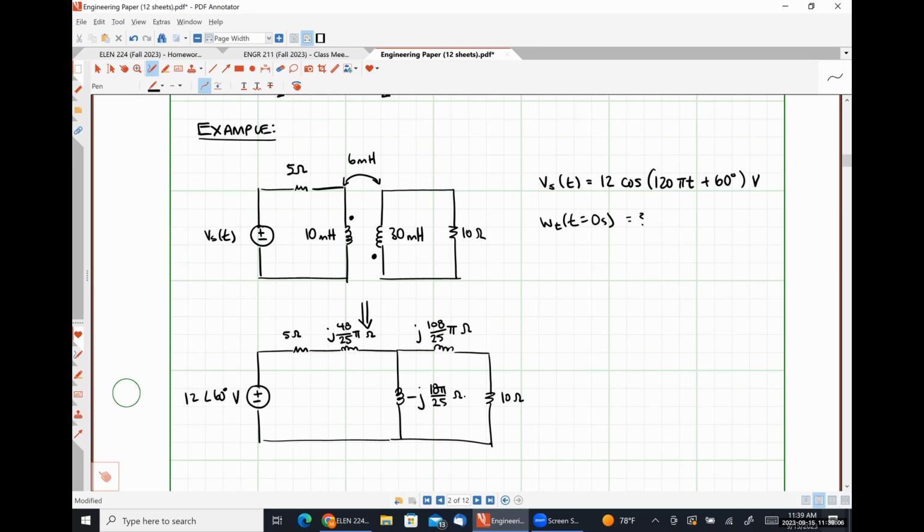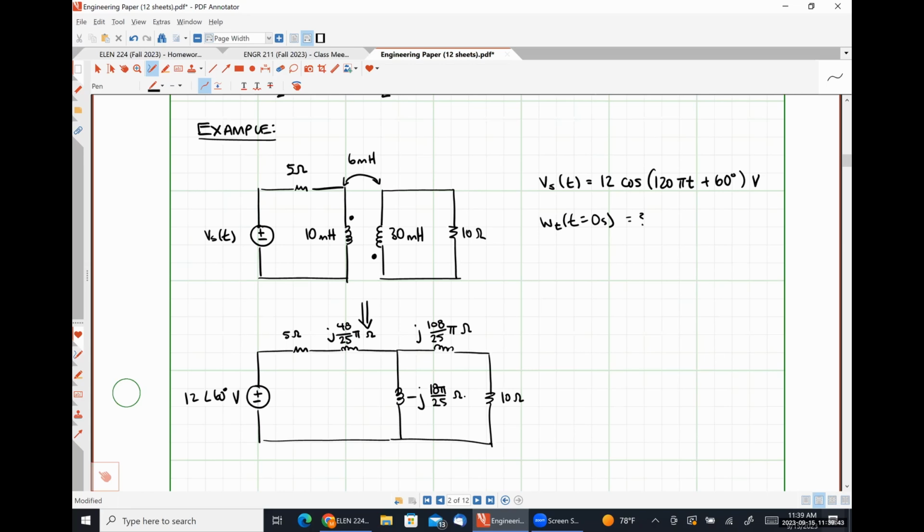So J 48 pi over 25. Okay. And then it's 108 pi over 25 on the right and 18 pi over 25 on the bottom. All right. So effectively, we just need to figure out what I1 and I2 are going to be for this particular circuit. Okay.